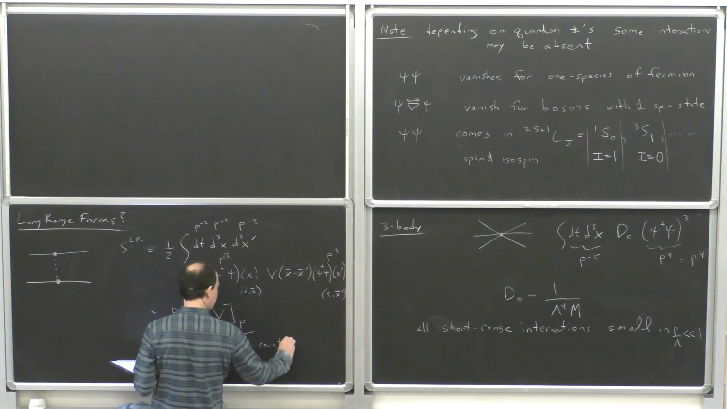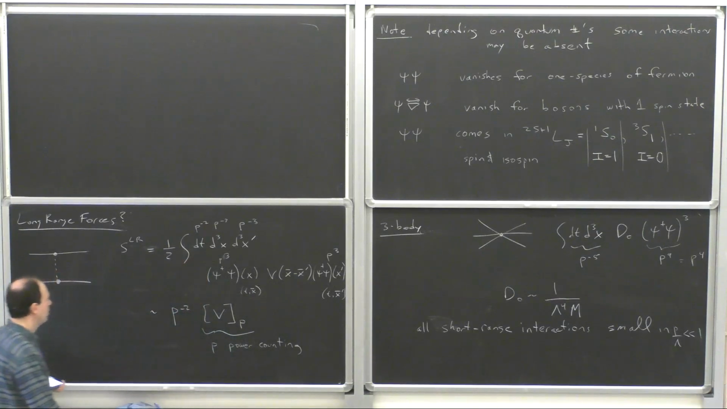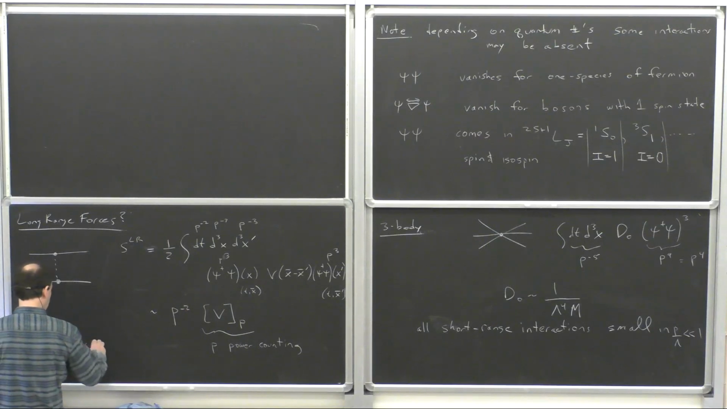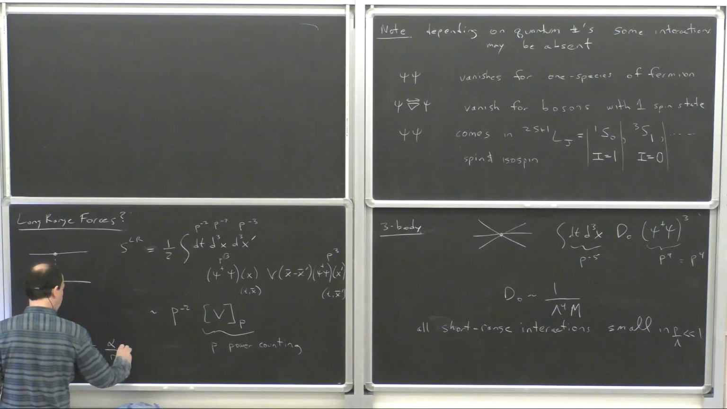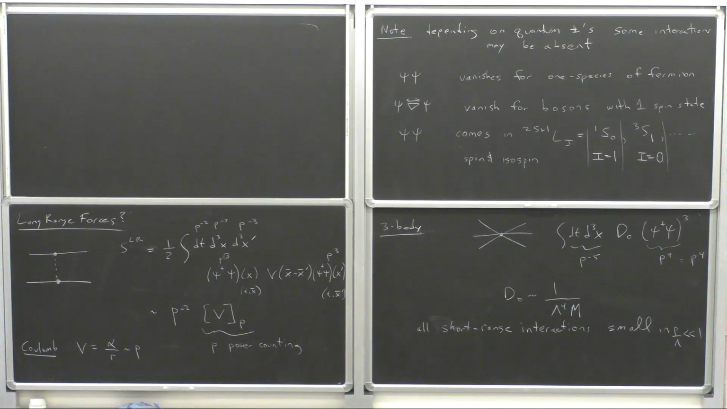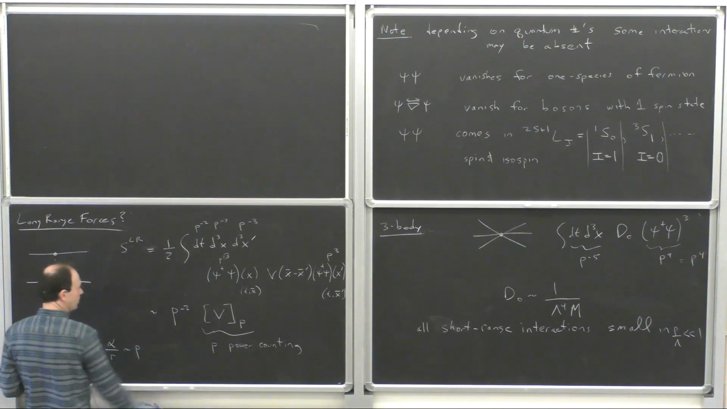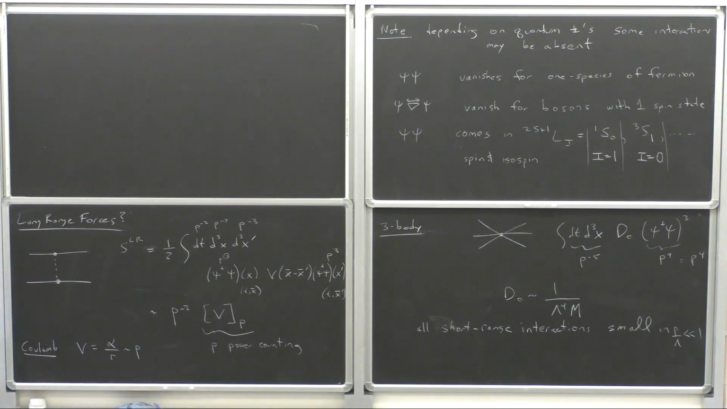So not the dimension, but the p power counting. If I pick a v, then I can tell you the answer, but if I try to be generic, then that's as far as I can get. So let's pick a v. Let's do Coulomb. So Coulomb v is alpha over r. R scales like 1 over p, so the v scales like p. So now I know the scaling of the v under the p, and the long-range force goes like 1 over p.